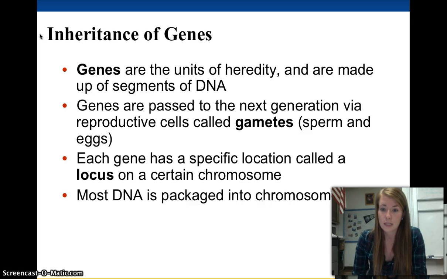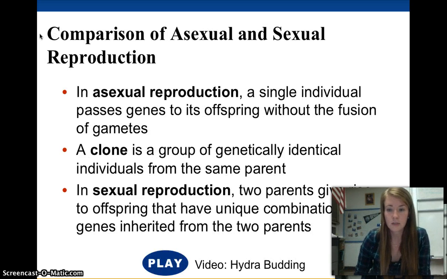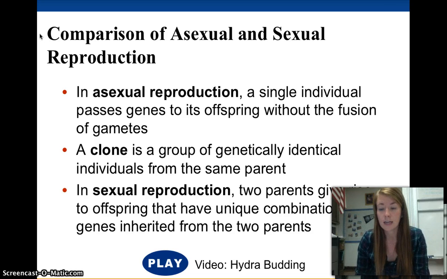And most of our DNA is packaged into chromosomes, which we saw a little bit during mitosis, and now we're going to talk even more about what they are. So there are two kinds of reproduction: sexual and asexual reproduction. Asexual reproduction is when a single cell or a single individual replicates itself and makes two new daughters, or a single offspring. And these are done without the fusion of gametes. So there is no exchange of DNA.